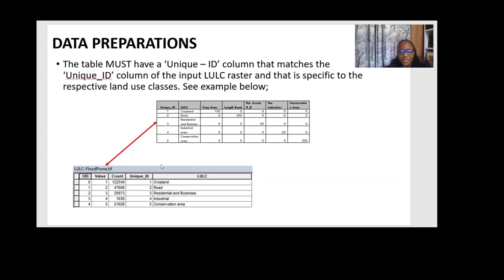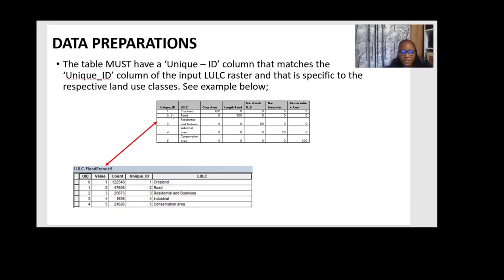If you see in that illustration, you can see the unique ID of the table, where we have captured the unique ID to be numbers 1, 2, 3, 4, 5, the name of the land use land cover, and then the datasets that are required: the crop area, the length of the road, the number of assets, number of industries, the conservation area, and so forth.